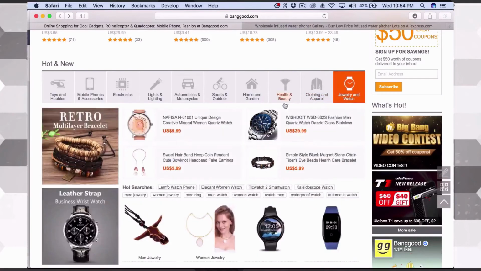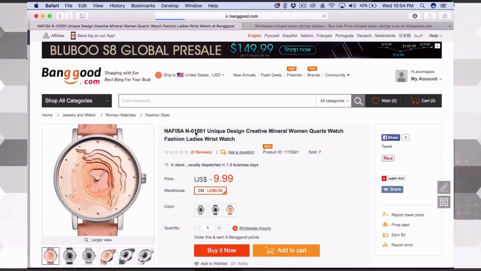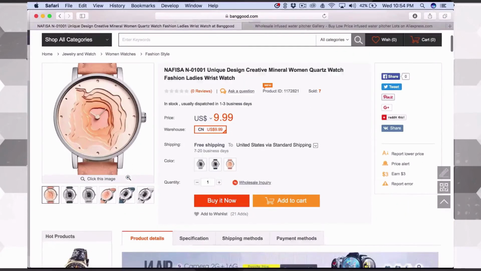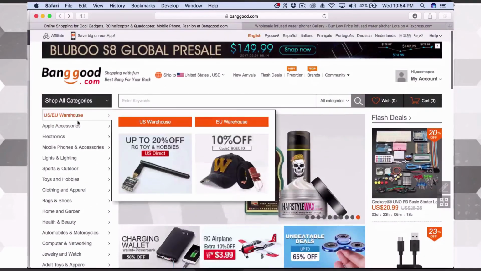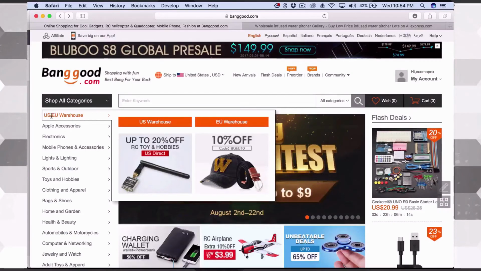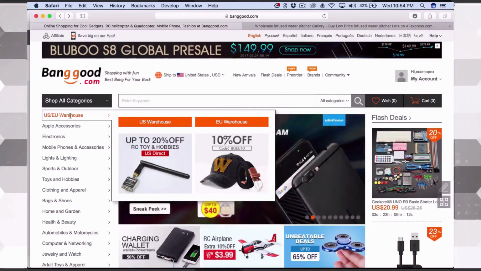They have some weird terms in there, but the jewelry section is pretty cool. Like this mineral watch is really cool, but they have a lot of products. They have a lot of categories, which is cool. So like I was saying, if you come up here, you can see this has US to European warehouses, right?